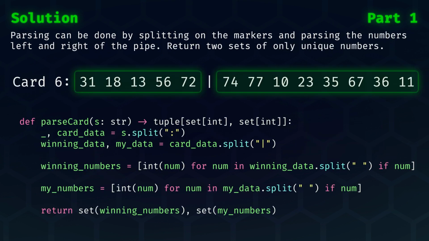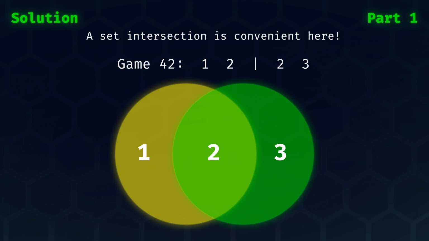There are many ways to parse the data of the card, but I went for just calling split on the markers and then parsing the numbers left and right of the pipe symbol. At the end, we return the numbers as sets, in part because we only have unique numbers anyway, but having sets helps us greatly in solving the next subproblem. See this example for why this is.